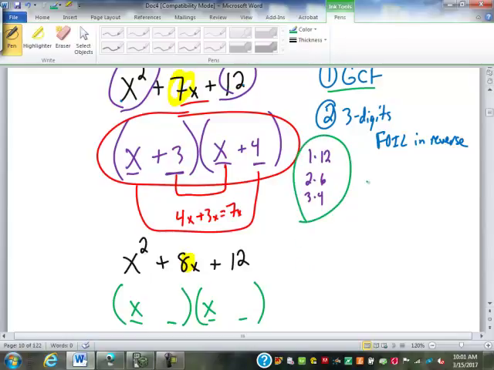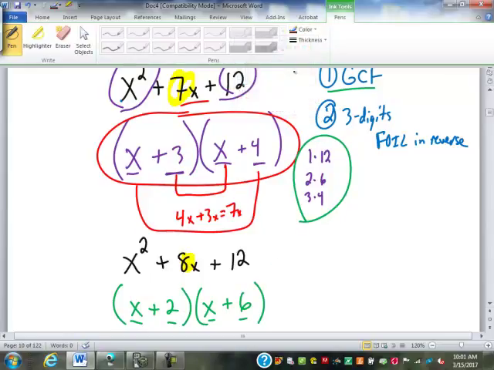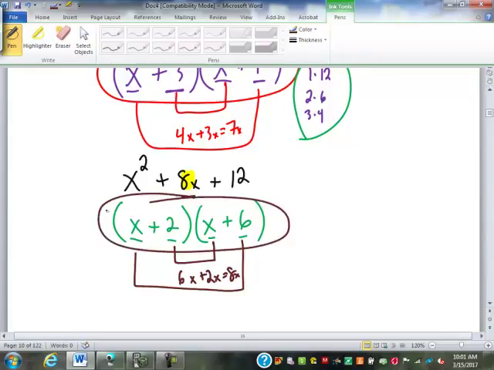Which one do I want this time? 2 and 6, plus 2, plus 6. And if I double check it, on the outside I have x times 6 is 6x. On the inside I have 2 times x, 2x. That does add up to 8x. That's what I wanted. So that is the factors, x plus 2 times x plus 6.